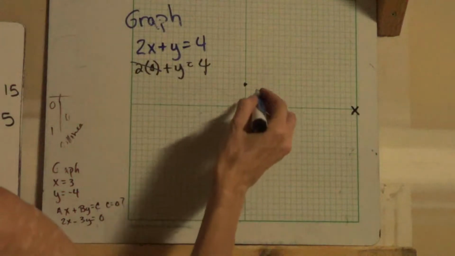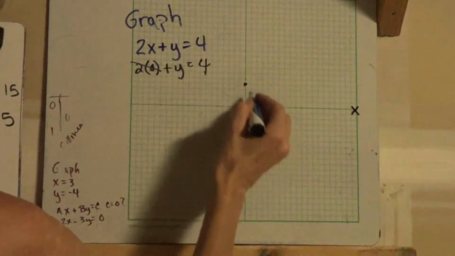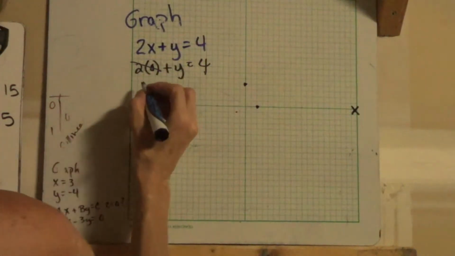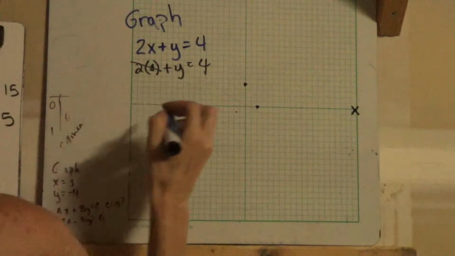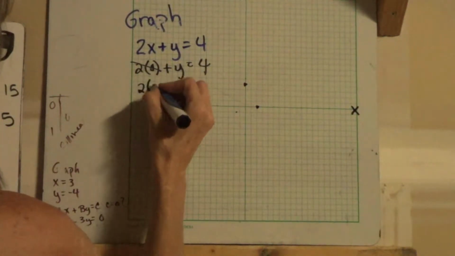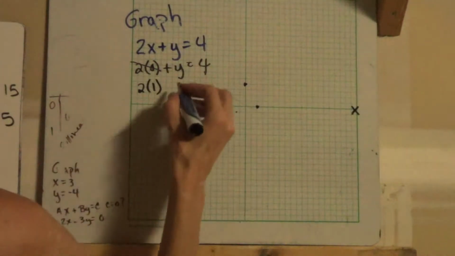Now, to make sure that we've got a straight line going on, I would plug in 1 for an x and see what y would be.